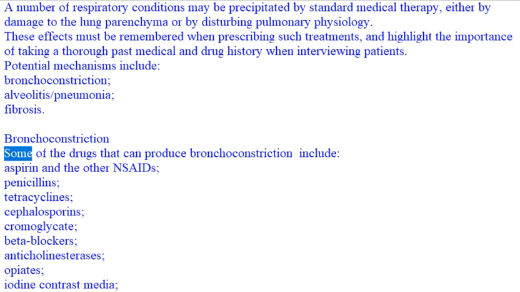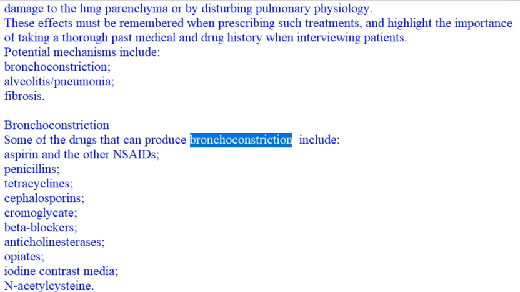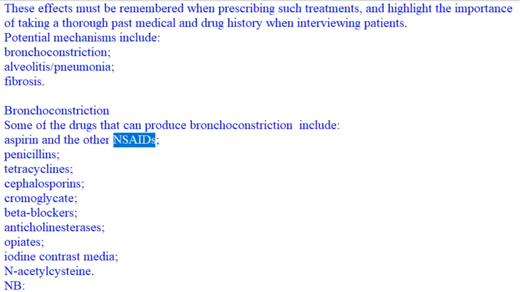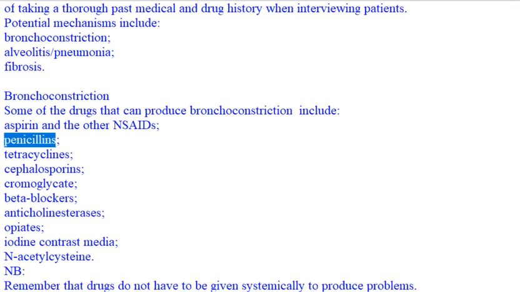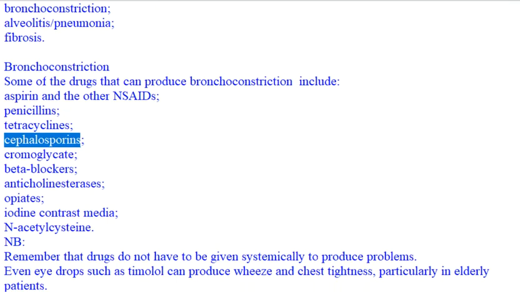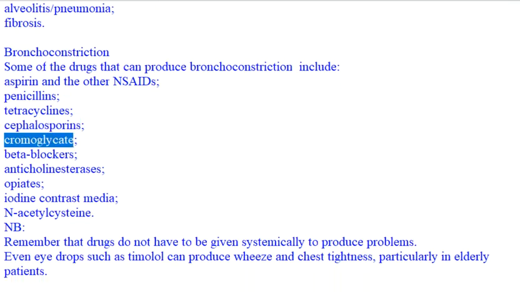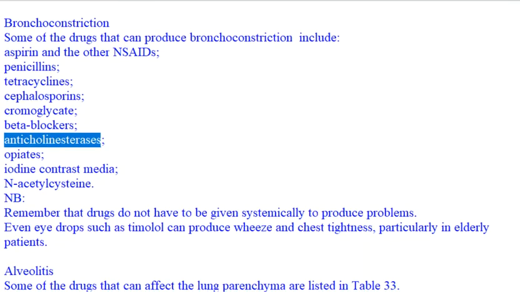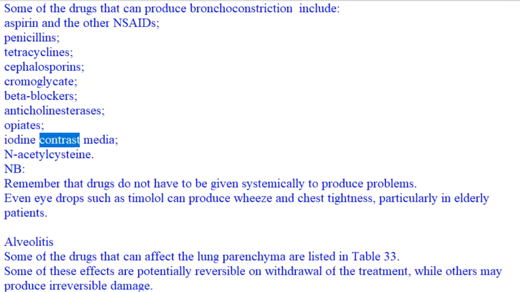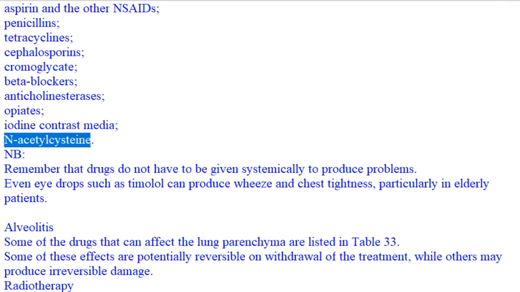Bronchoconstriction. Some of the drugs that can produce bronchoconstriction include aspirin and the other NSAIDs, penicillins, tetracyclines, cephalosporins, chromoglycate, beta blockers, anticholinesterases, opiates, iodine contrast media, N-acetylcysteine.